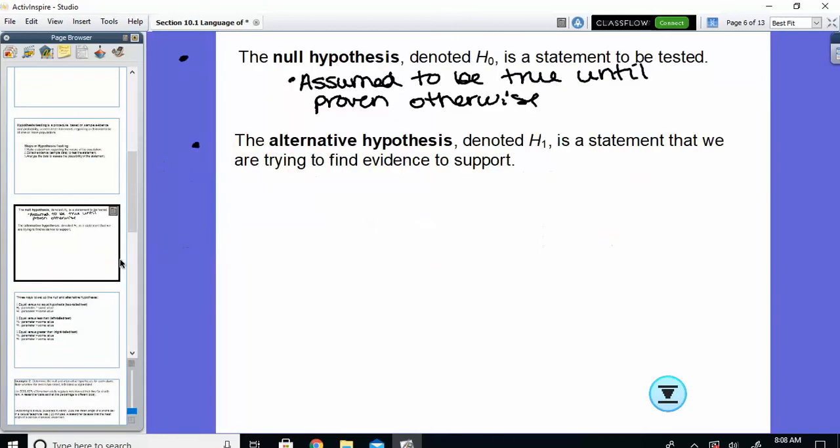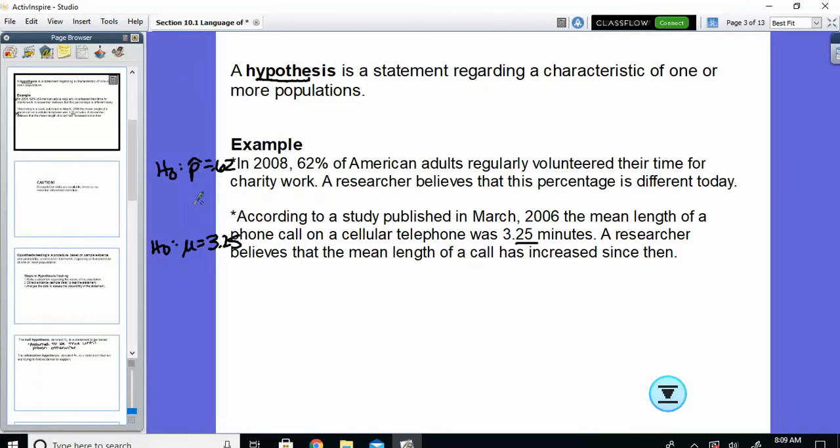Then we will need an alternative hypothesis. We denote that as H sub 1. That's what we believe is true now, and we're trying to find evidence to support. So for example, in this one, my alternative hypothesis, we believed that it was different. So it's just that the proportion is not 0.62. For this one, my alternative, we believe that the mean has increased, so it's greater than 3.25.